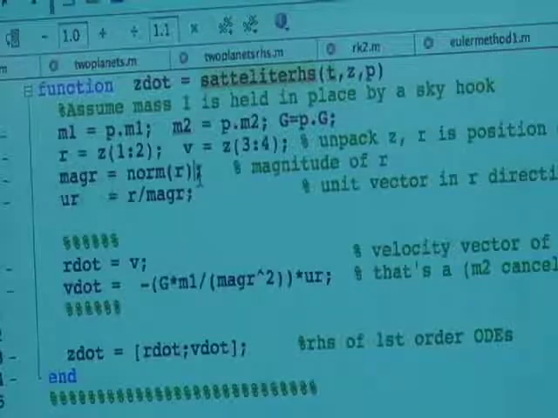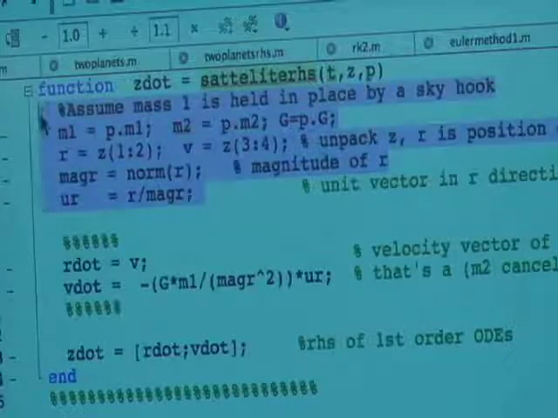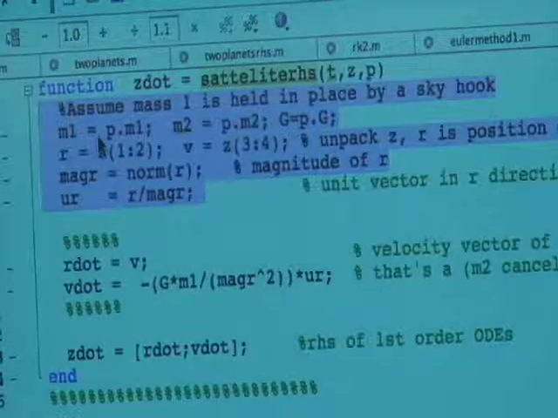And then, this is now just a scalar, and then we calculate a unit vector, ur, which is r divided by the magnitude of r. So this is all just set up. Get it out of your heads. Any questions about the setup?